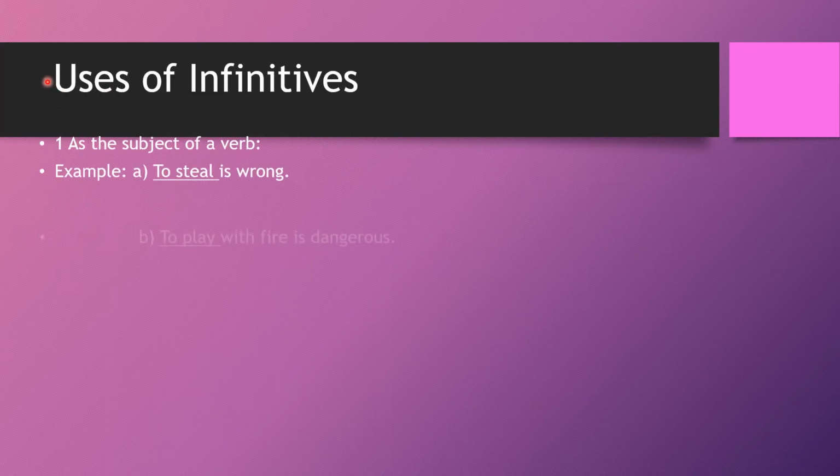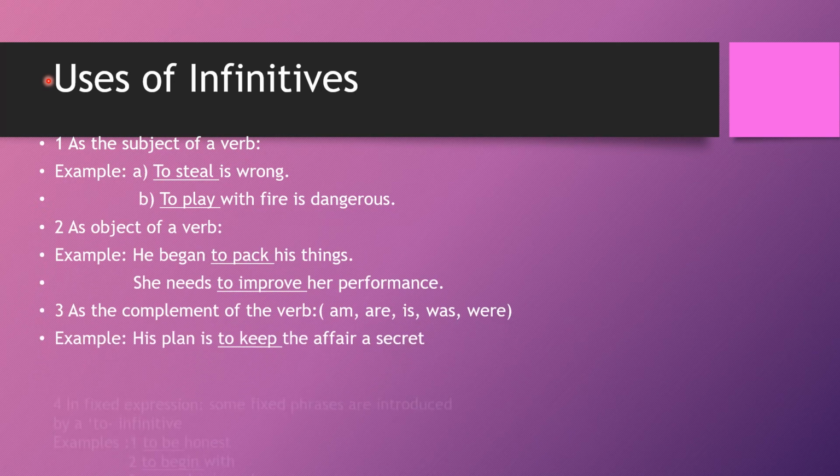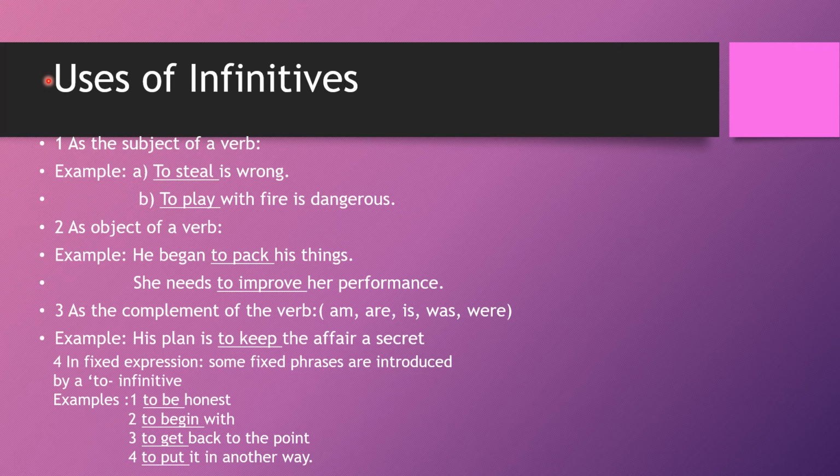Let's understand the uses of infinitives. We know that an infinitive is a non-finite verb formed by adding to to the root verb. The uses of infinitive. Infinitives as the subject of the verb. Look at the following example. To steal is wrong. To play with fire is dangerous. So here the underlined infinitives are to steal and to play. To steal is the subject of the verb is, because it is coming before the verb. Here this infinitive to play is also the subject of the verb is, because it is coming before the verb.